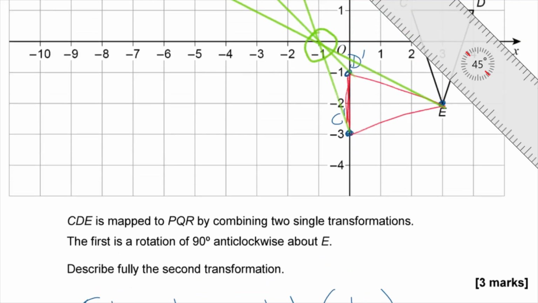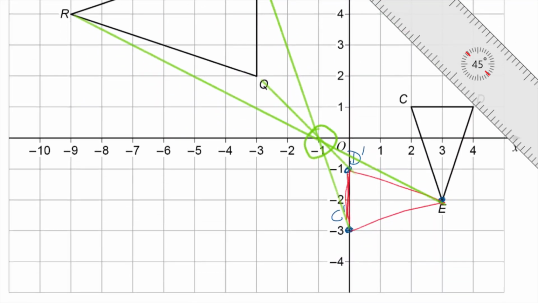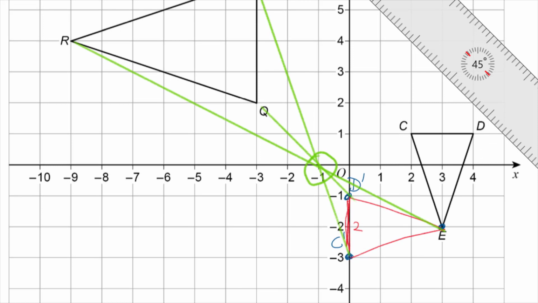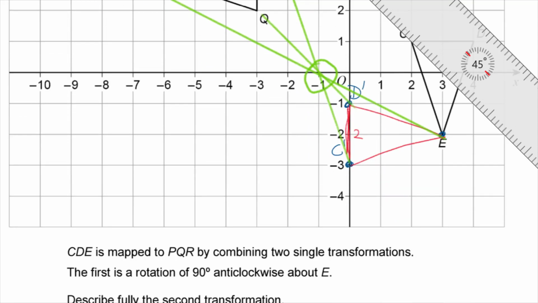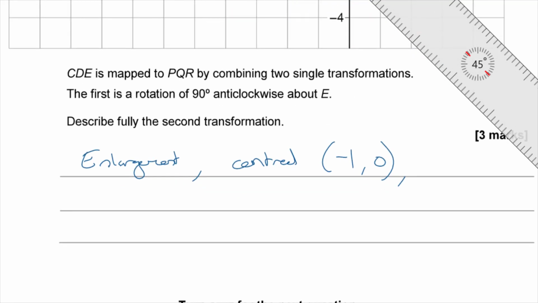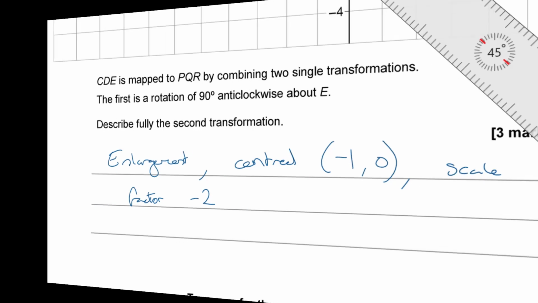Now what's the scale factor? Now you can see that this side here, the shorter side of my triangle, is 2 in the original object, and in the image it's 4, so it's twice as big, but it's also on the opposite side of the center of enlargement, so it's going to be a negative enlargement. So it's going to be scale factor of -2.